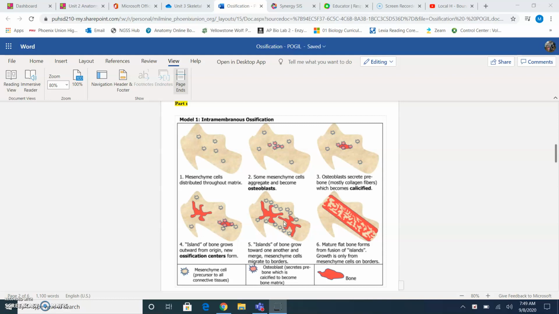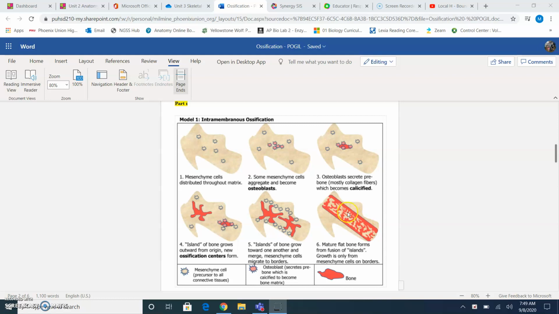And then finally in step 6, I see that the islands have fused together and started to fill in more and more. We do see some gaps, which keep our bones hollow and a little bit lightweight. And at this point, the bone is fully formed.